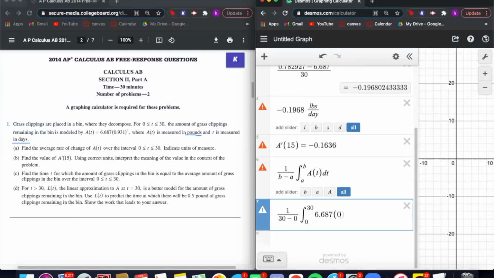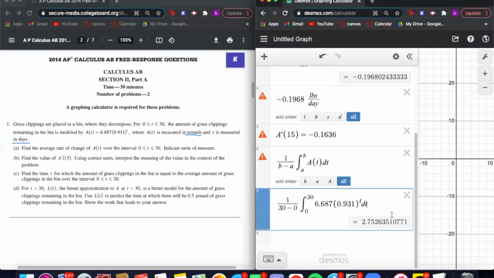6.687 times 0.931 to the power of t. And then don't forget the dt. So when we solve this, we get 2.7526. But that's not the end of the problem. We have to find where this amount equals the amount of grass clippings in the bin. The amount of grass clippings in the bin, they give you at the beginning of the problem, which is A(t). So this equation is going to be set equal to the average amount that we just found.